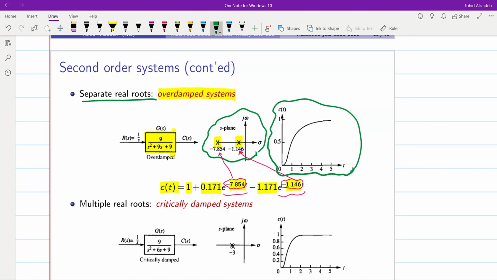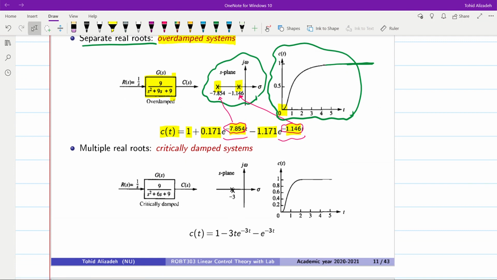Since the DC gain of the system is equal to 1, the final value that we get for such a system will be equal to 1. You can see that here we have the starting point with the slope of 0. So the derivative of the response at t equal to 0 plus is equal to 0. And then the rest of the response is somehow similar also to the one that we had for the first order systems.